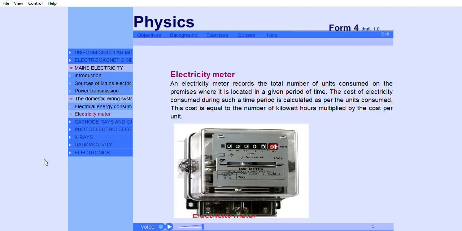Electricity meter. An electricity meter records the total number of units consumed on the premises where it is located in a given period of time. The cost of electricity consumed during such a time period is calculated as per the units consumed. This cost is equal to the number of kilowatt hours multiplied by the cost per unit.